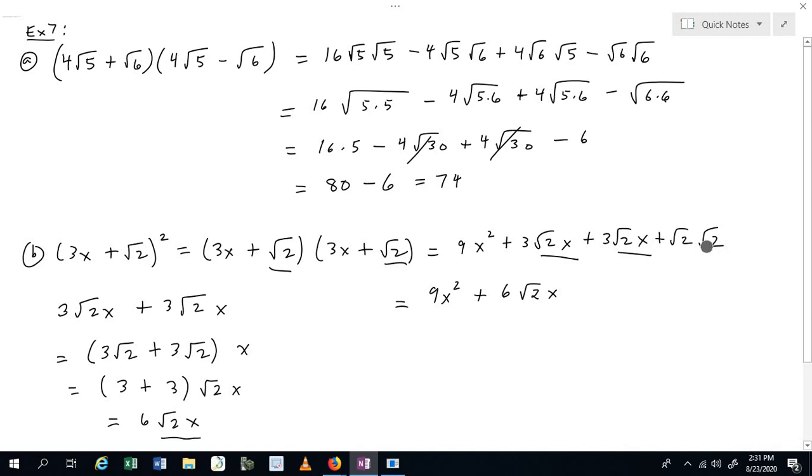Okay? And then the last piece here is square root of 2 times the square root of 2, which is the same as the square root of 2 times 2, which is the square root of 4, and the square root of 4 is just 2.